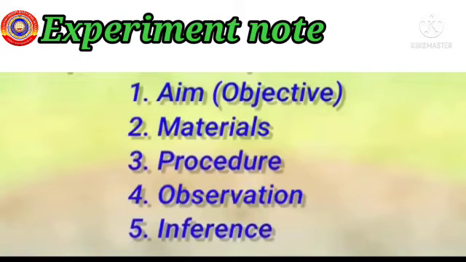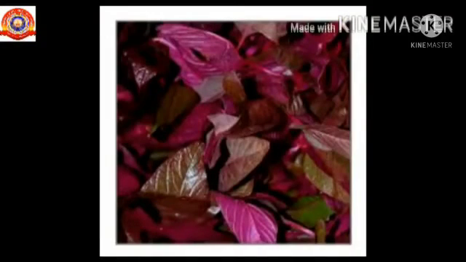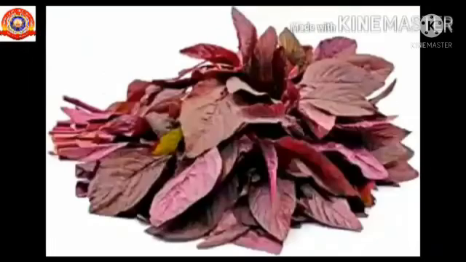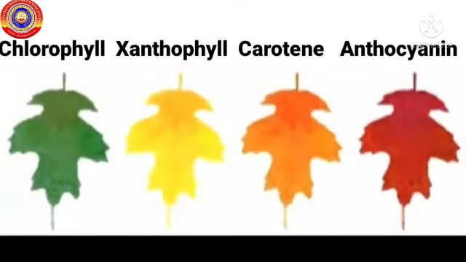Now, my dears, we realized that red amaranthus has chlorophyll. Then, what would be the reason for its red color? Besides chlorophyll, other pigments are also present in plants. Hence, leaves with the pigment xanthophyll appear yellow in color, those with carotene appear yellowish orange, and those with anthocyanin appear red in color.